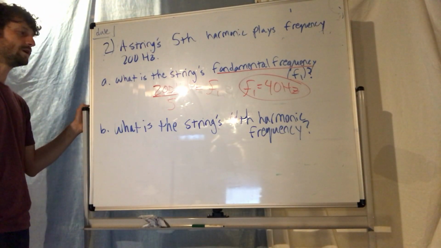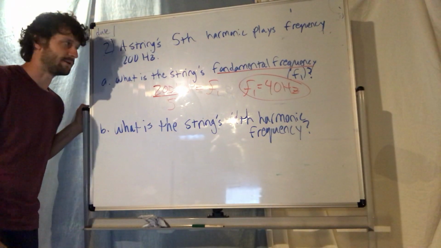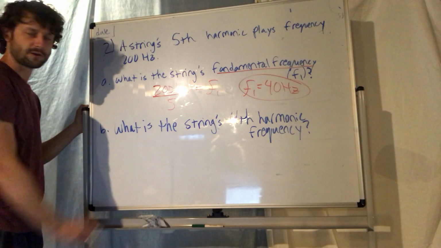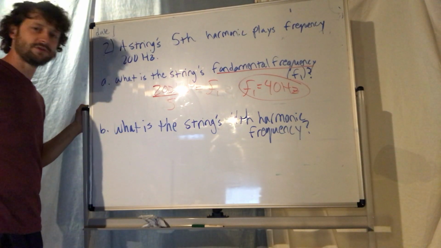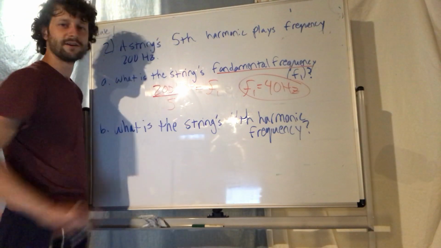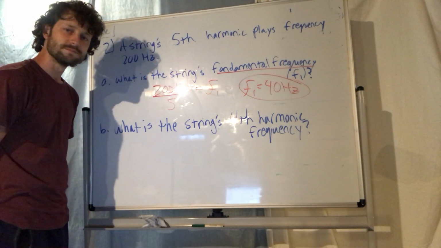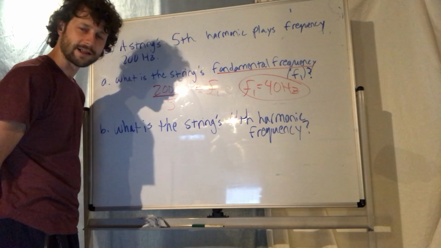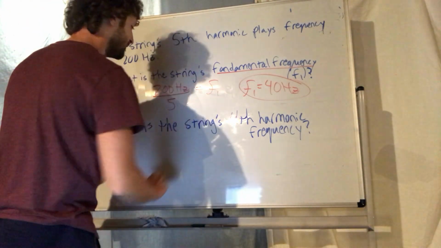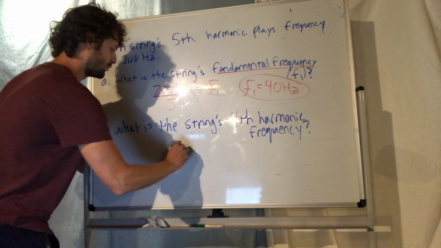Letter B, what is the string's fourth harmonic frequency? So if you know the fifth is 200, what's the fourth harmonic's frequency? Don't you dare multiply 200 by 4. 200 is not the fundamental frequency. Don't multiply that by 4 to get the fourth harmonic's frequency. What you need to do is take the fundamental frequency and multiply it by 4.